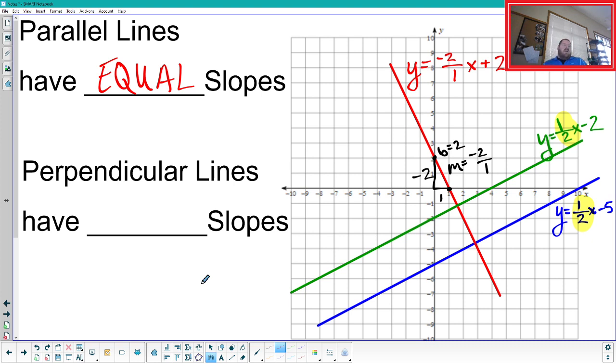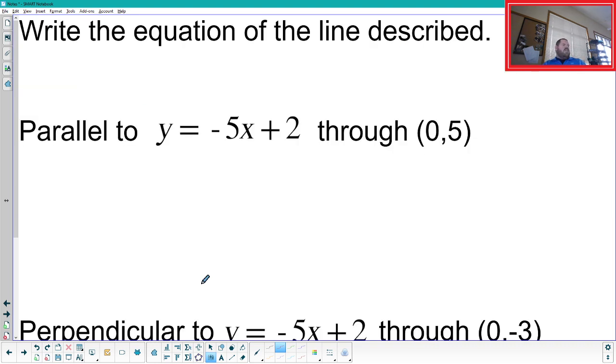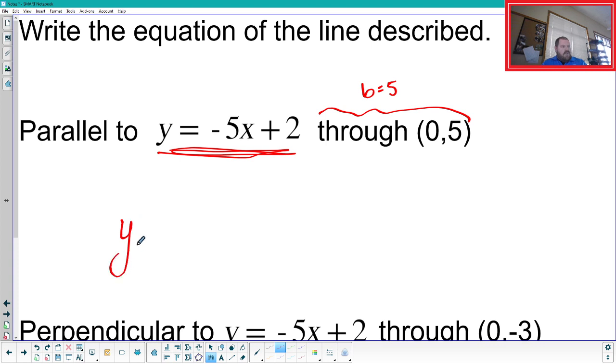But if I said, hey, find me a line, let's go look at that one right now. Write the equation of a line, and I'm looking at this one where it says parallel to this line, and it goes through the point (0, 5). Well, we've already talked about this part. This means that b equals 5. That's still the same. So in this new line, I'm going to have something fancy like y equals some number of x's, I'm looking for that piece, plus 5. So I've got my b in there.